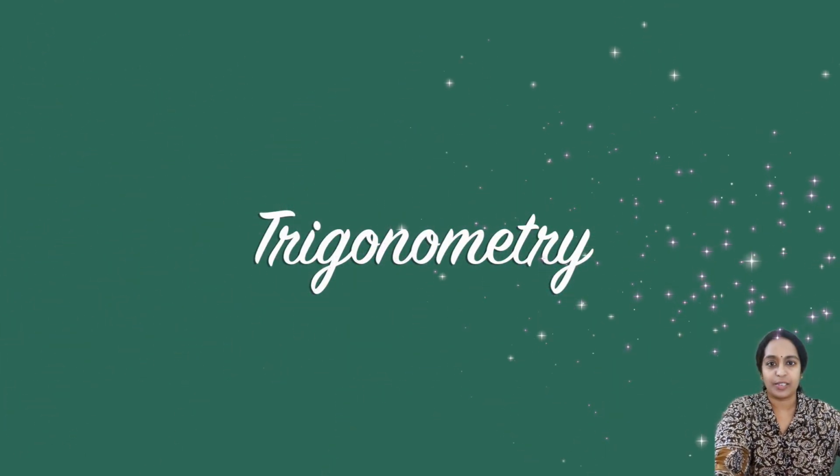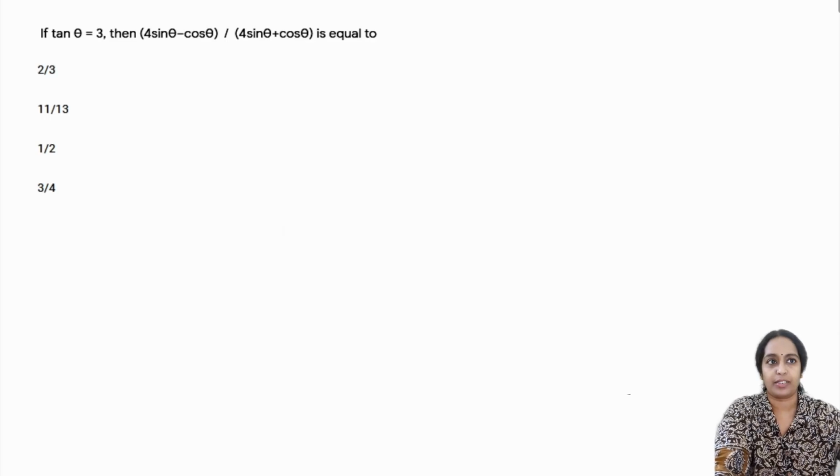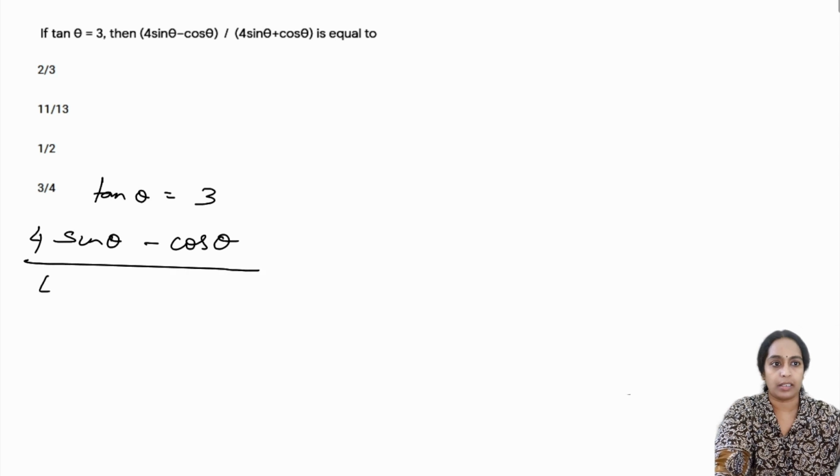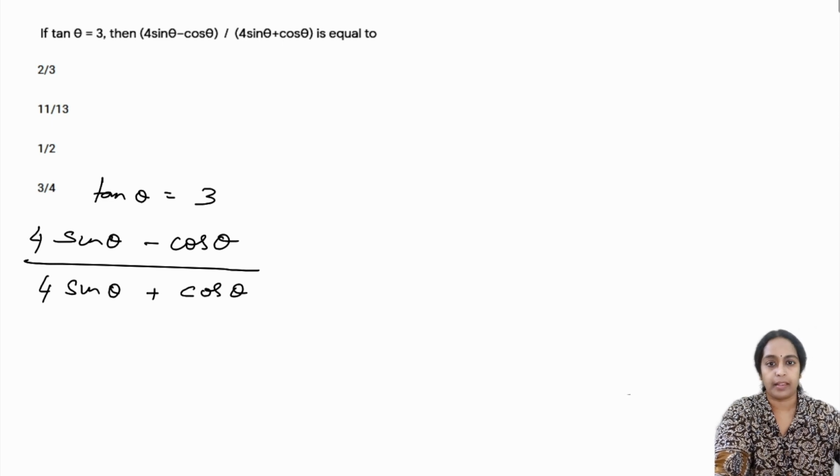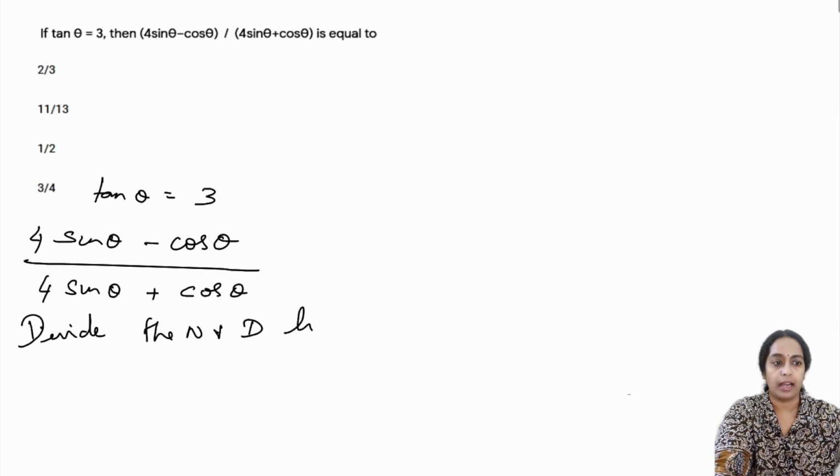Hello everyone, let's do trigonometry MCQs today. First question. The question says, if tan theta equals 3, then 4 sin theta minus cos theta divided by 4 sin theta plus cos theta is equal to. So this is the question. So tan theta is 3. And what is asked in the question is 4 sin theta minus cos theta divided by 4 sin theta plus cos theta. What we can do here is divide the numerator and the denominator by cos theta.